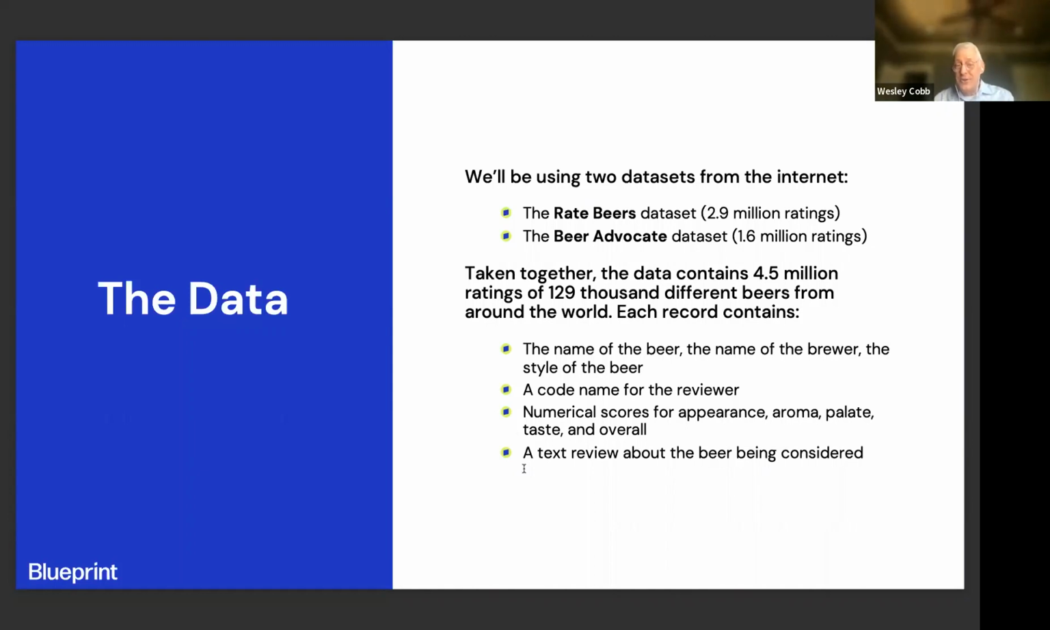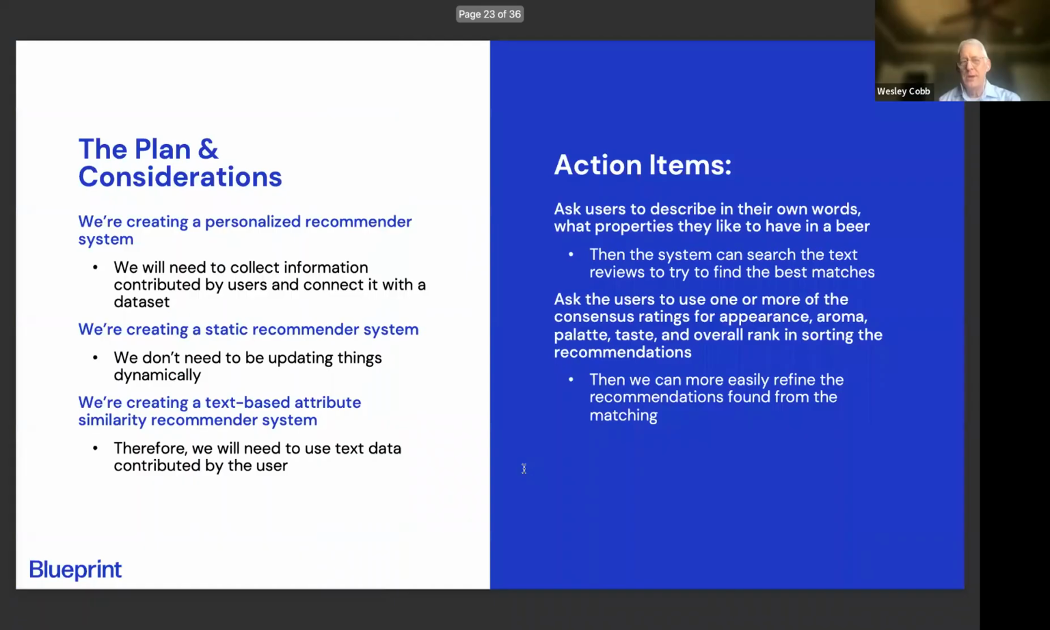Every one of the records in this data set has the name of the beer and the brewer, the style of the beer. There's a code name for the reviewer, so you don't have to know exactly who the person was. You can just sweep that under the rug and not pay attention to it if you want. There are numerical scores for the appearance of the beer, its aroma, its palate, that is to say, how it feels in your mouth when you're drinking it, what it tastes like, and then an overall ranking of, if you add all that together, what do I think? And then each person was asked to contribute a text review. People were supposed to write a sentence or two or a small paragraph describing what they think about the particular beer. So that's what we're starting with.